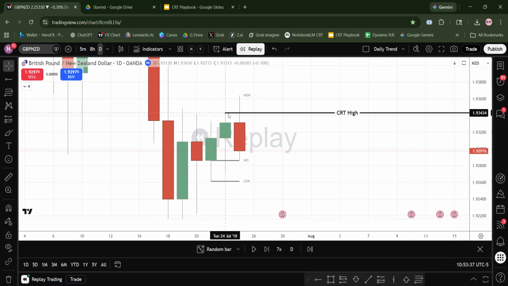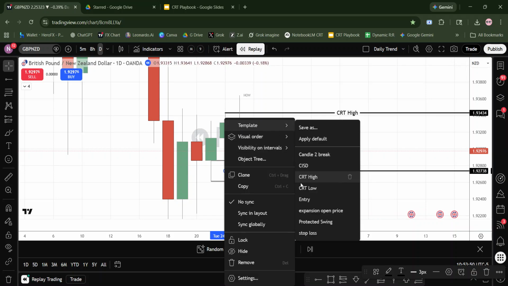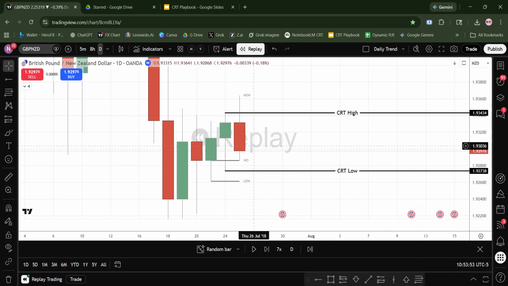And you have to wait for the next day, at least on the daily. But now you could have a new range here. What was candle 2 now becomes candle 1. So you got candle 1, candle 2. And that's the low. So you could have a candle 3.